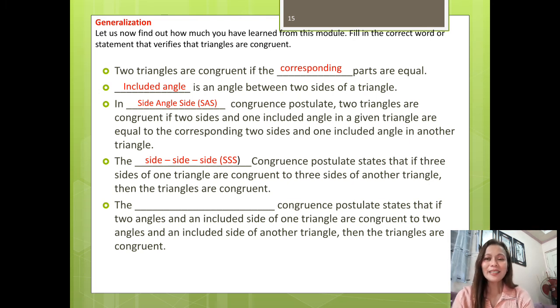And last, the blank congruence postulate states that if two angles and an included side of one triangle are congruent to two angles and an included side of another triangle, then the triangles are congruent. So it is angle, side, angle, same as ASA. Okay?